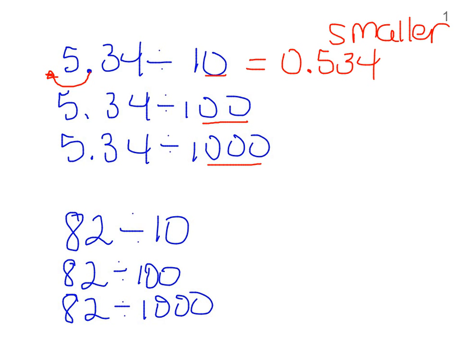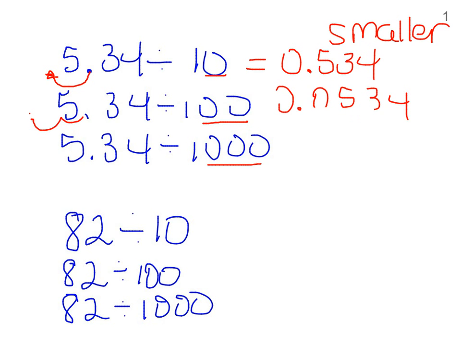So this first one would be 0.534. On the second one, we'd have to move it two places. So we'd have 0.0534. And again, you can always double check. The decimal point had started here, and it needed to go over twice, and so that's why we filled in that empty place with a 0. I'm going to erase that.